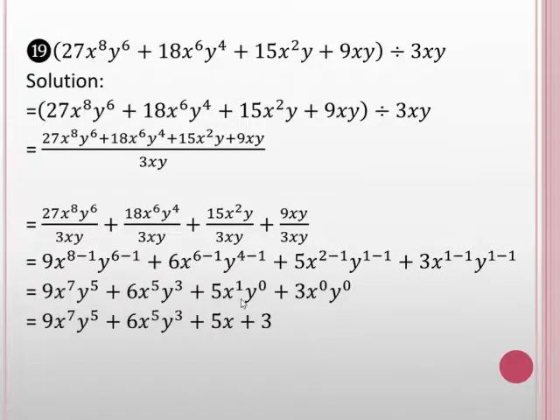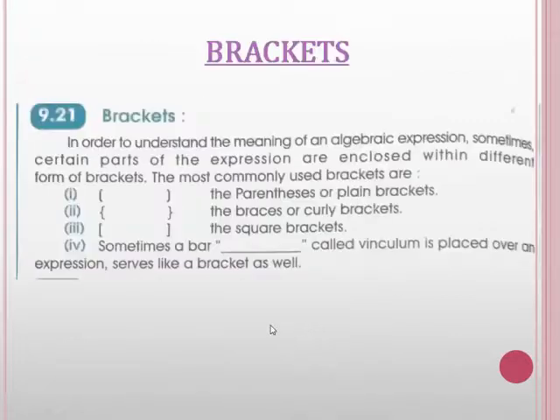Now we also know that a variable having the power 0 is equal to 1, so we directly write here 9x^7y^5 plus 6x^5y^3 plus 5x plus 3 is the final answer.